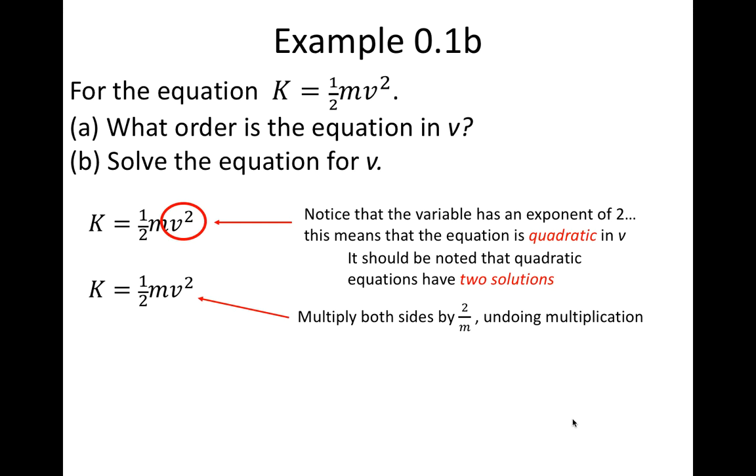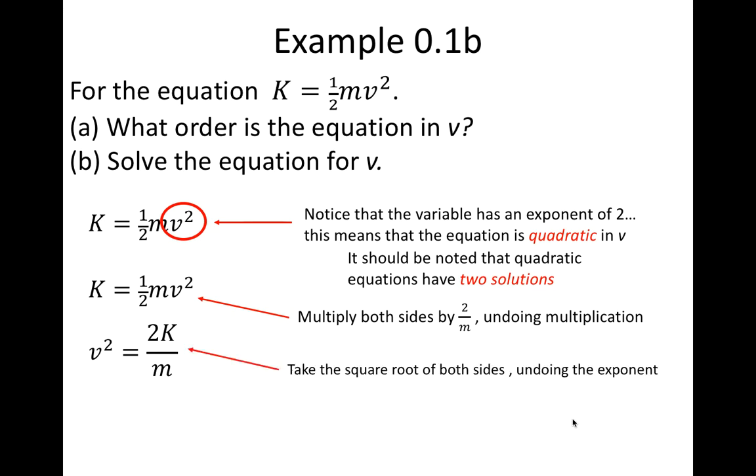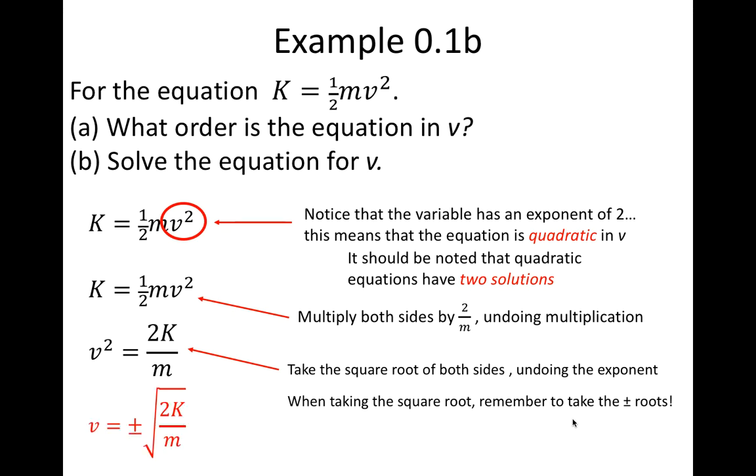To solve for v, we will first multiply both sides by 2 over m. Then we will take the square root of both sides. But don't forget the plus or minus, that gives you your two solutions.